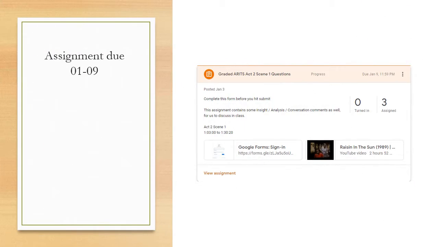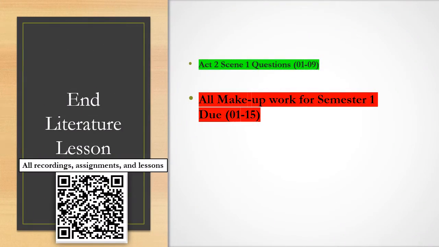This one was posted at the beginning of the week. It is due January 9th. It is worth 40 points in the grade book, 20 points half credit undone. Make sure that you complete the Google form before you hit submit, but it is, again, a shorter one. It's a shorter assignment, even though the scene itself is not particularly short. And that is due this Saturday on the 9th.